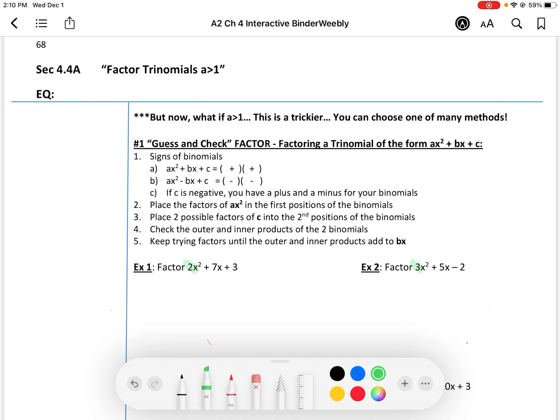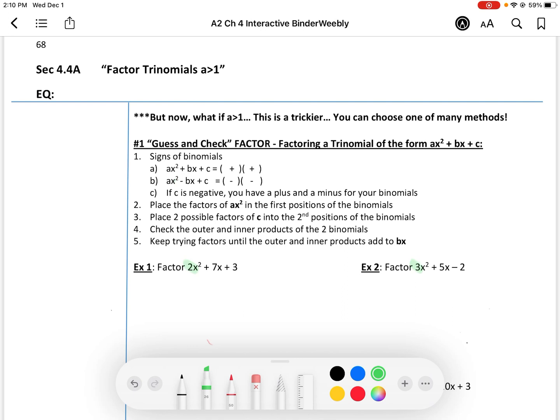So now that we don't have just a plain old 1, which we actually don't usually even see, we don't have just an x squared anymore. We got a multiplier in front of it. It's going to get trickier. And so for 4.4a, we're going to show you one method. For 4.4b, we're going to show you another method. And then you can choose what you're having more success with.